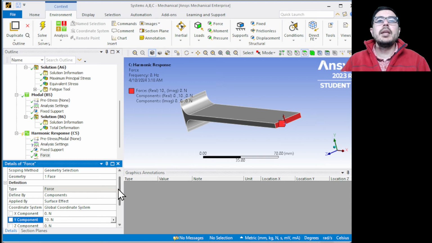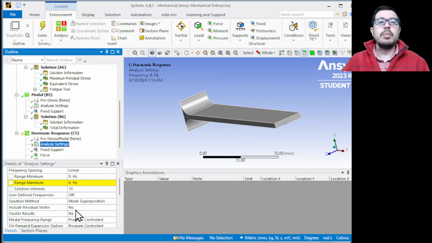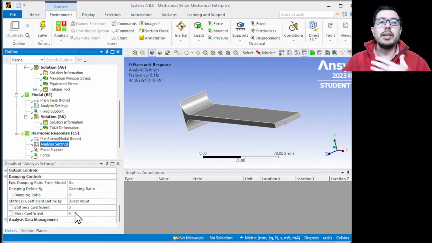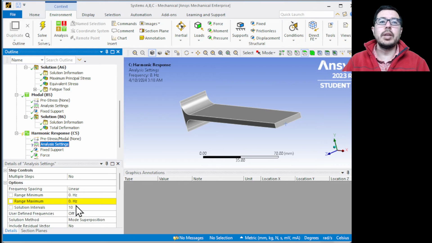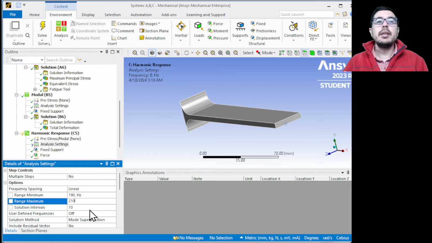All right. And for the analysis now, we have to specify frequencies that it's going to use. It seems pretty straightforward, but it's actually been a little bit buggy when I coupled it with fatigue, at least for me. It's been a little bit tricky to get this to work right. So let's say that I'm interested in looking at things in the vicinity of that 200 hertz. Let's go like 190 to 210.